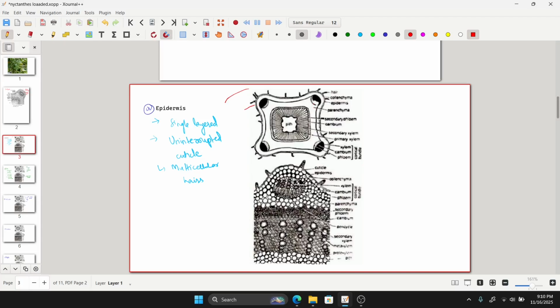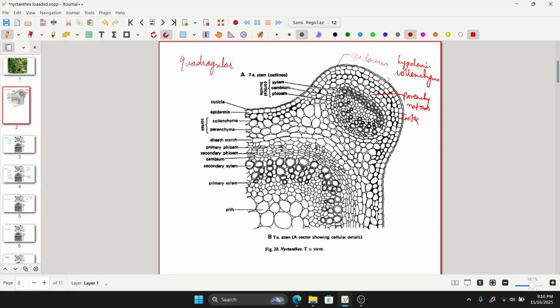It has 4 cortical bundles. They are called cortical bundles as they are present inside the cortex, and these cortical bundles have a unique exarch condition. Exarch condition is seen here, which is opposite to the normal condition, where in the normal vascular bundles there is the endarch condition. That is the difference here.